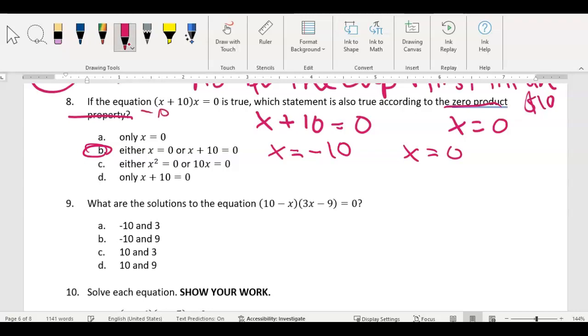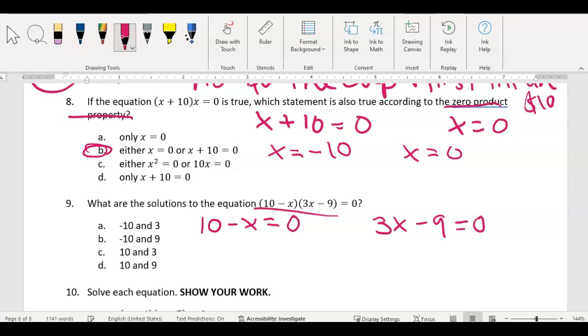If I plug in negative 10 here, negative 10 plus 10 is 0. 0 times anything is 0, right? If I plug in 0 for this x, anything times 0 is 0, so those are the two possible solutions. What are the solutions to this equation here? In this case, the equations I'm going to set up are 10 minus x equals 0 and 3x minus 9 equals 0.